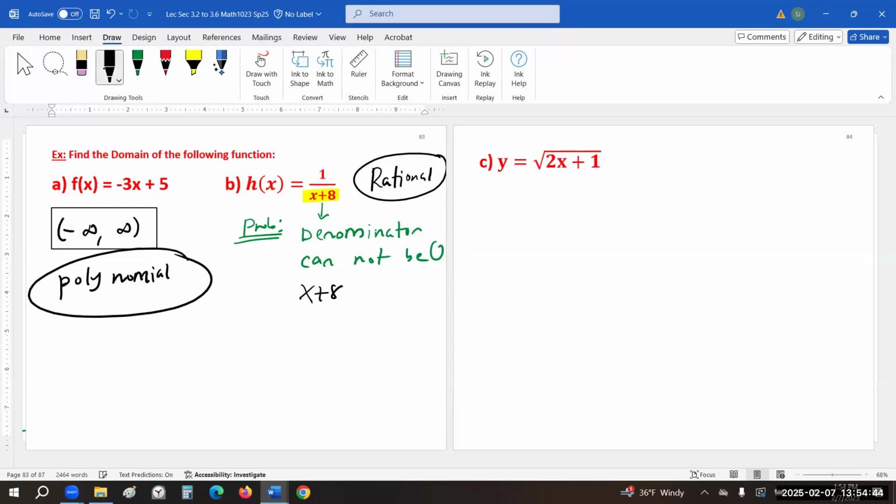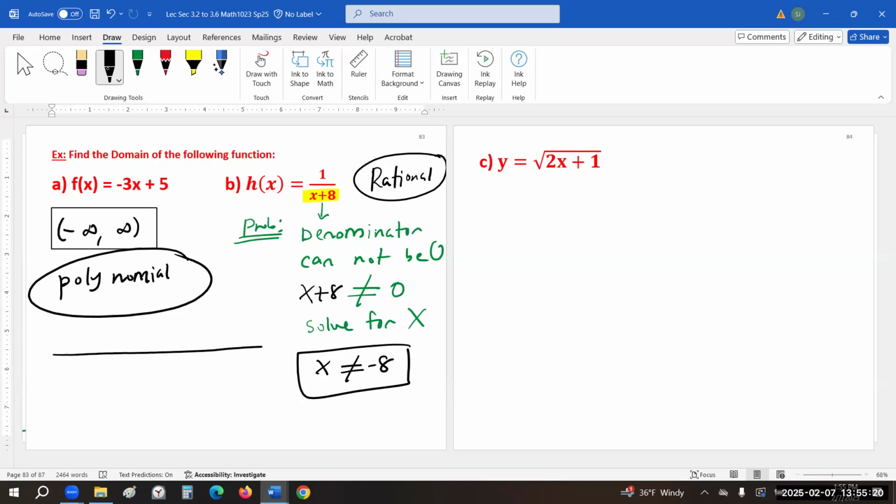Now, what do we have on the denominator? x plus 8. That means this thing cannot be 0. And now solve for x. So x cannot be negative 8, because if you subtract 8 from both sides, we get negative 8. So we can substitute x with anything before negative 8, anything after negative 8, but only negative 8 gives us a problem, something invalid.